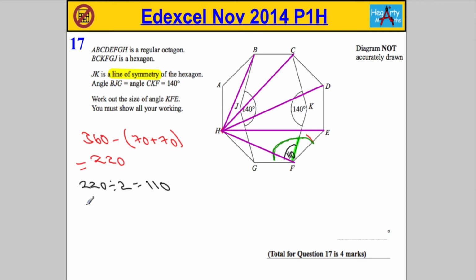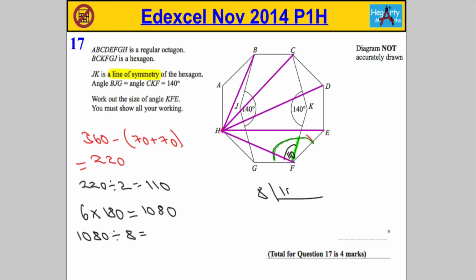Now each triangle has 180 degrees, so I'm going to do 6 lots of 180 degrees. 6 times 0 is 0, 6 times 8 is 48, 6 times 1 is 6, and carry on the 4 gives us 1080. So we've 1080 degrees in the whole shape. So if I do 1080 divided by the number of angles in the shape, there's 8 angles in the octagon. Dividing that by 8, we might need to do a bit of short division.